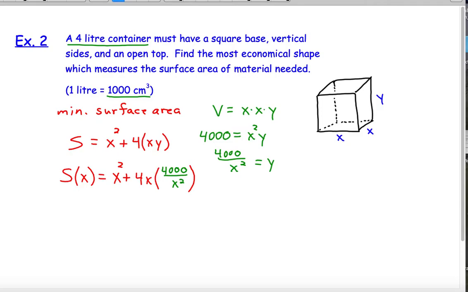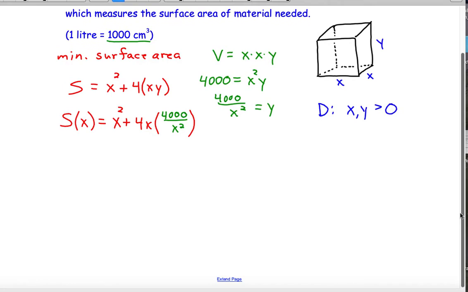By the way, let's go back and think about our domain. Well, we know that x and y have to be greater than 0, so they can't have negative values. Okay, so let's calculate the derivative. We'll set it equal to 0. We'll verify it's a minimum, hopefully.